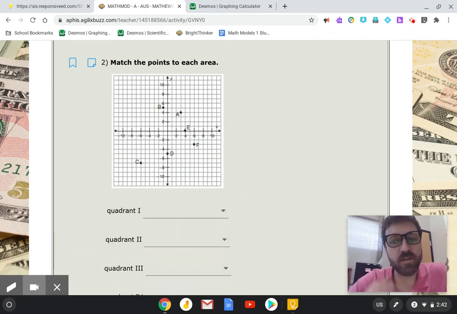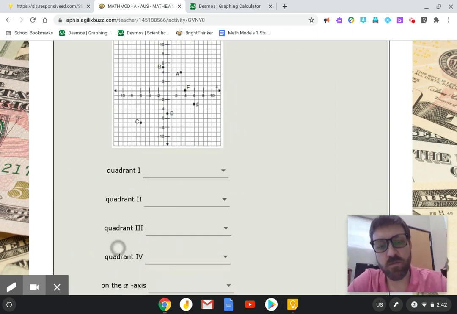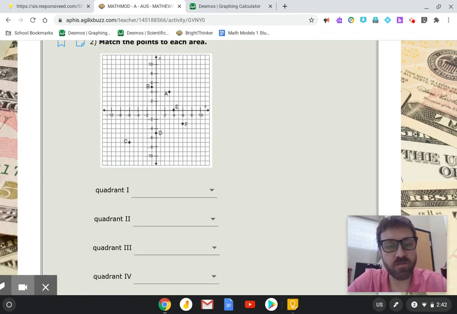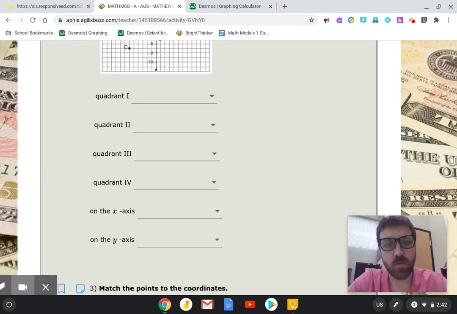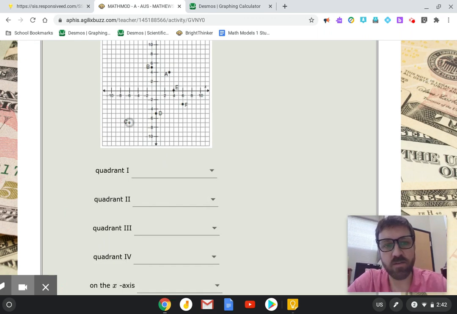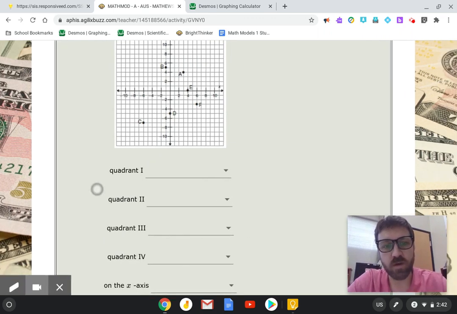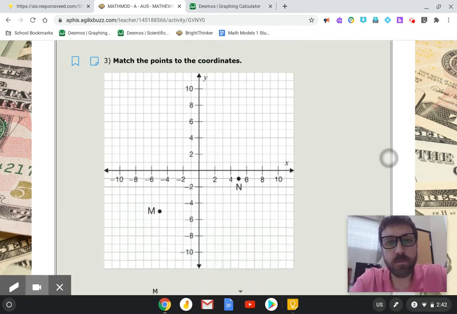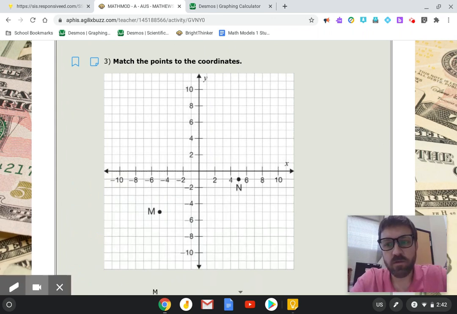This next one is maybe even simpler than that. You need to say which points are in each part of the graph: quadrant 1, 2, 3, 4, and then on the x-axis and on the y-axis. So for instance, like I just gave you the example, we see that point C is in quadrant 3. So I would go here and choose point C as the one located in quadrant 3. Again, I'll let you do the rest. Those are pretty straightforward. After that, more matching the coordinates: you find the x and y coordinates for point M and point N.